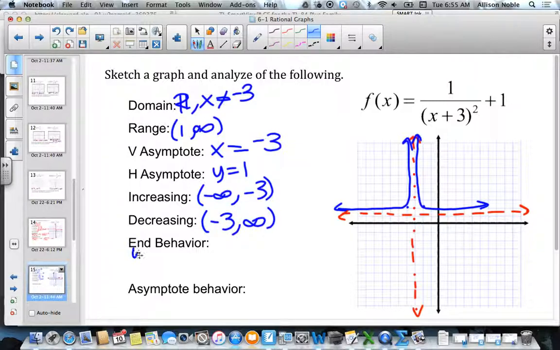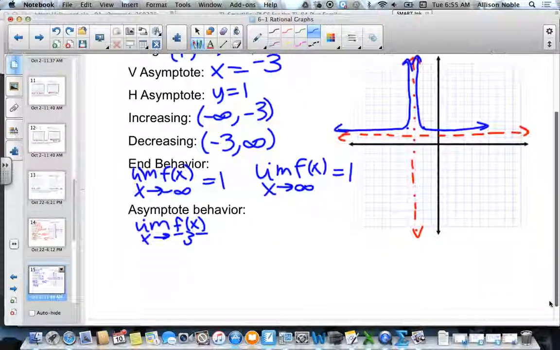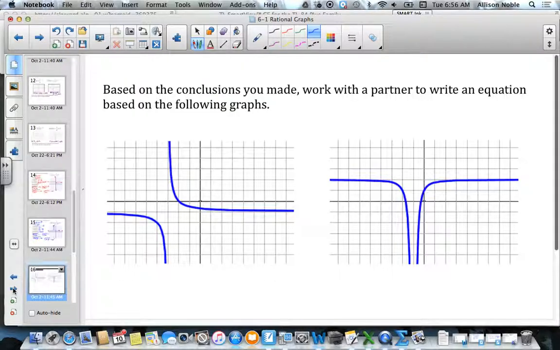And the end behavior, limit of f of x as x approaches negative infinity is equal to 1. And the limit of f of x as x approaches positive infinity is also equal to 1. The asymptote behavior, the limit of f of x as x approaches, this time instead of approaching 3, we're going to be approaching the asymptote. So we're approaching negative 3 from the left is equal to infinity. And the limit of f of x as x approaches negative 3, but this time from the right, is equal to positive infinity. It's going up both ways.